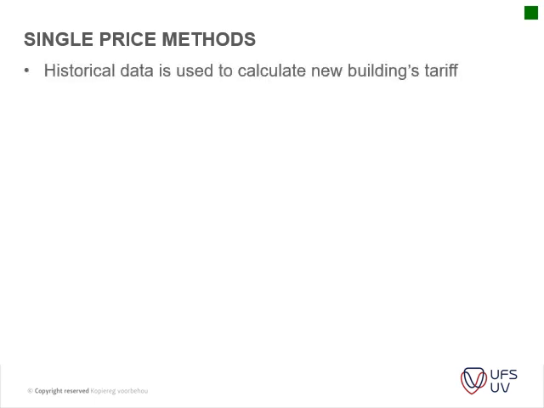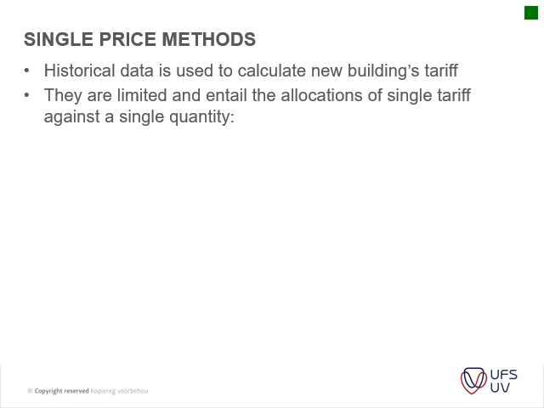So our single price methods. We use our historical data always. So they are limited and entail the allocation of single tariffs. So it's usually a measurement times a rate. For instance, you've got our unit method, which is the number of beds, the number of keys for a hotel development, etc. So you've got the number of beds times the rate per unit when you use your historical building.